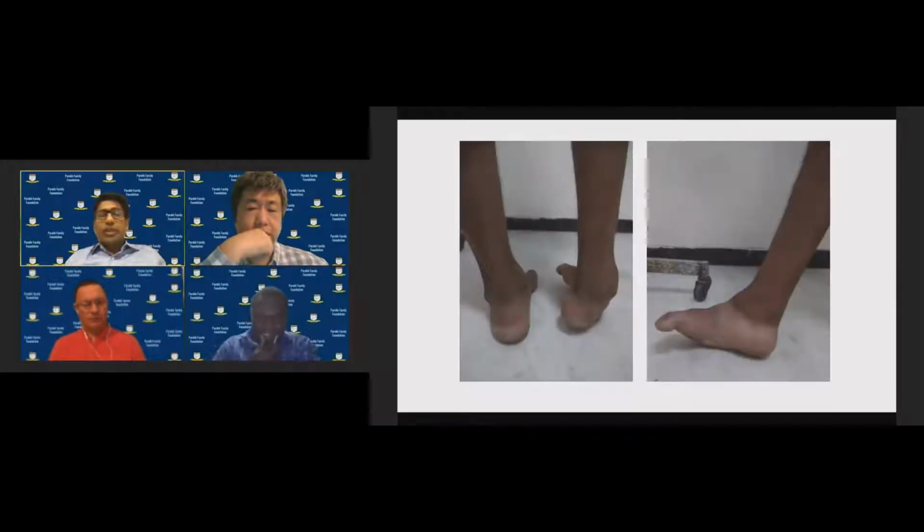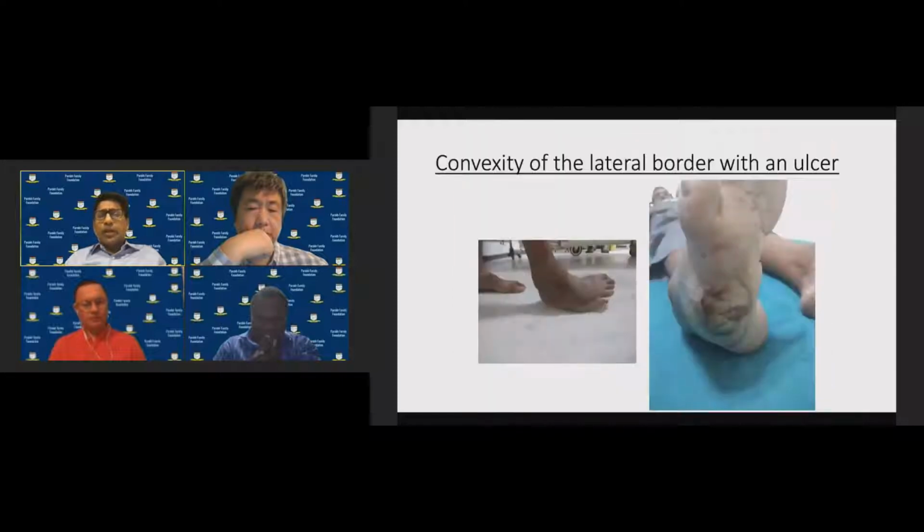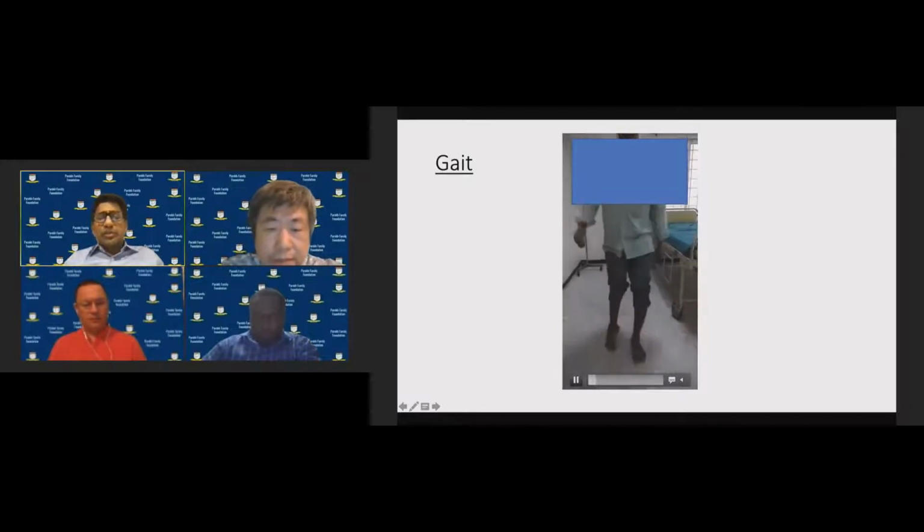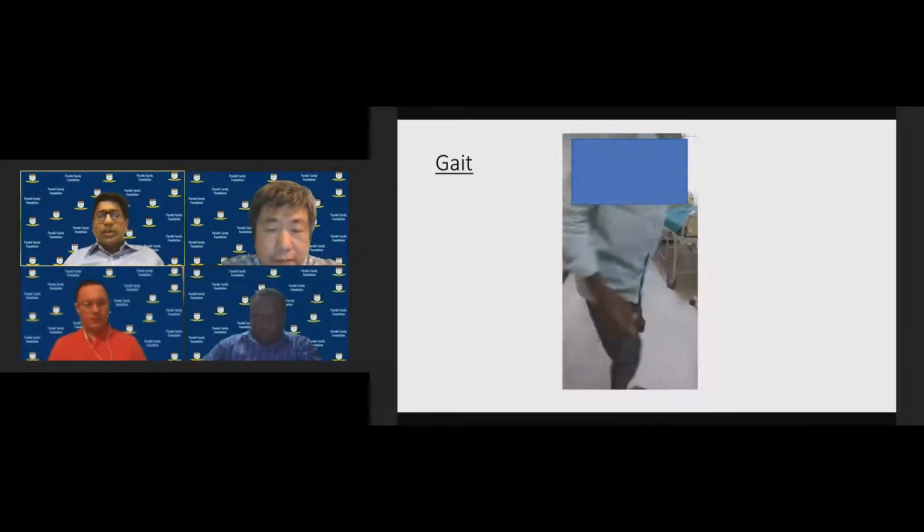You can see the deformity, a severe cavovarus deformity, and you can see the ulcer over the lateral border of the foot. It was not healing because he was walking only on the lateral border of the foot. You can see that in the walking video. It's a 44-year-old patient. It's a very severe deformity, and this is how he walks.